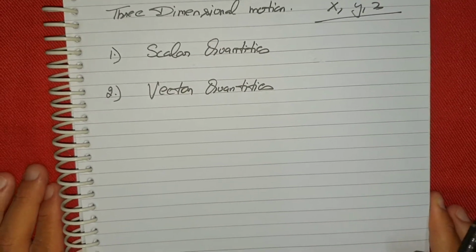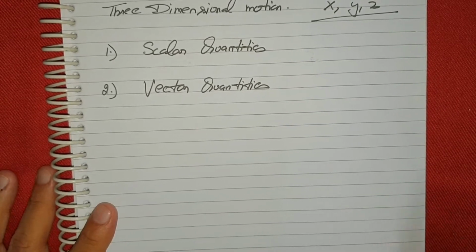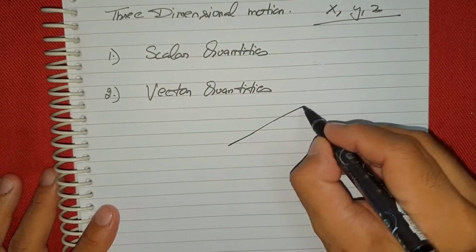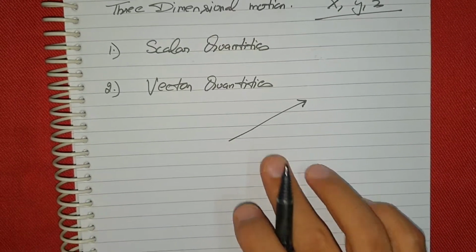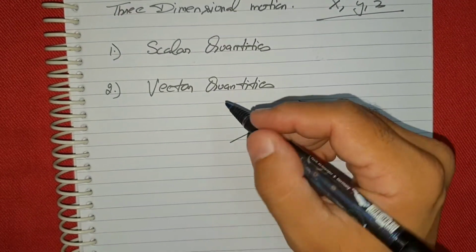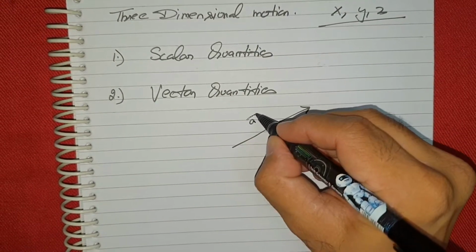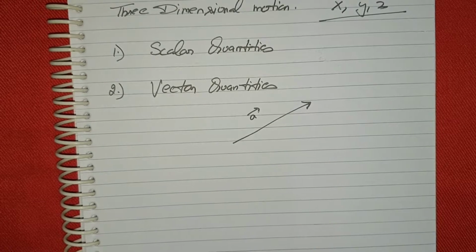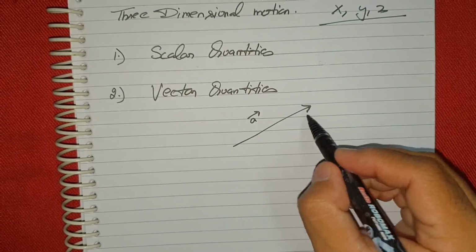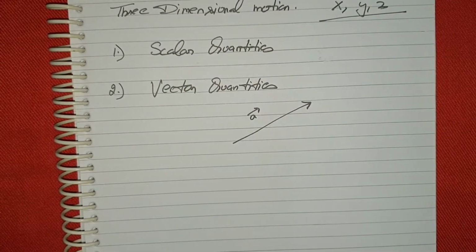Now, see, how to represent a vector. A vector is basically represented like this. This is an arrow. Now, this represents a vector. Now, you can say this is a vector, suppose A, in which the length of the vector gives you the magnitude, and this arrowhead gives you the direction.